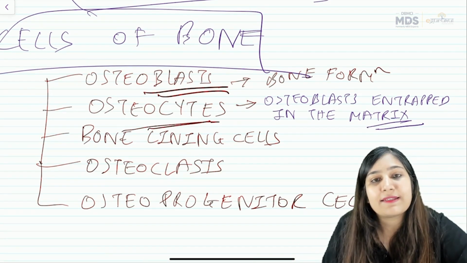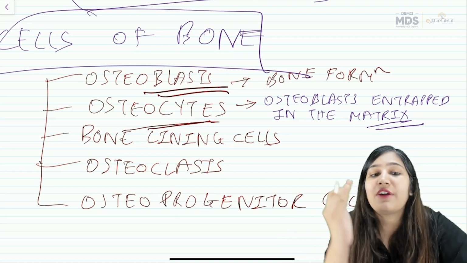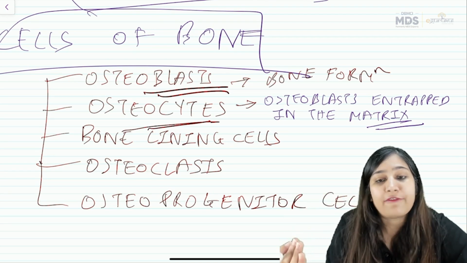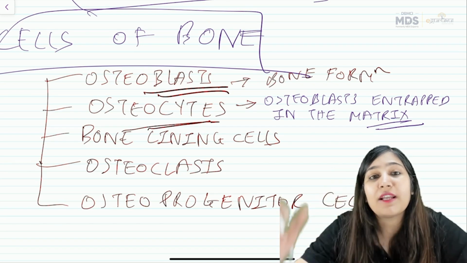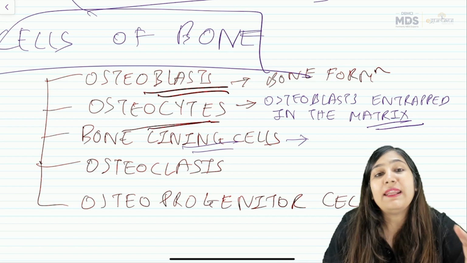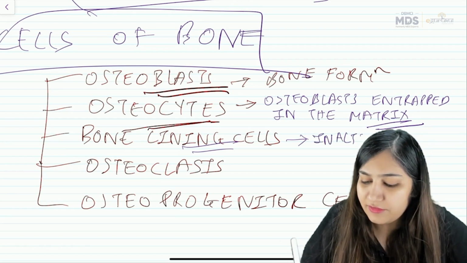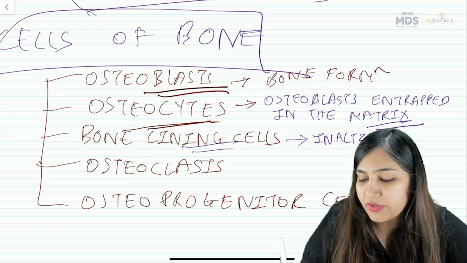Bone lining cells are just lining the bone. They are inactive osteoblasts that cover the available bone surface, and they act as a barrier against ions. Bone lining cells, they are what? They are inactive osteoblasts.